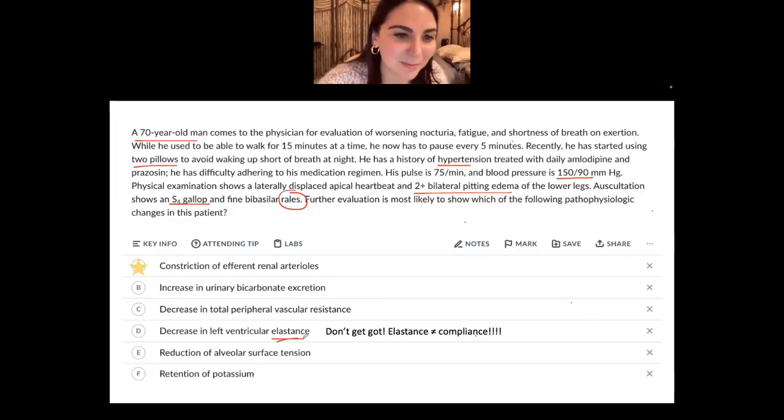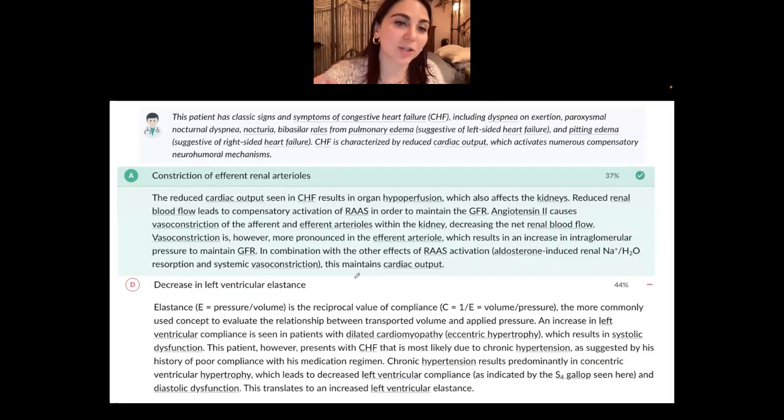And to my D people, elastins. So if you wanted to pick decrease in left ventricular compliance for diastolic heart failure, elastins and compliance are the opposite. So if you're saying, oh, he's got decreased compliance, this is basically saying he's got increased compliance by saying that there's decreased elastins. So here's my don't get got. But this is constriction of your efferent renal arterioles because angiotensin 2 preferentially vasoconstricts the efferent renal arterioles.